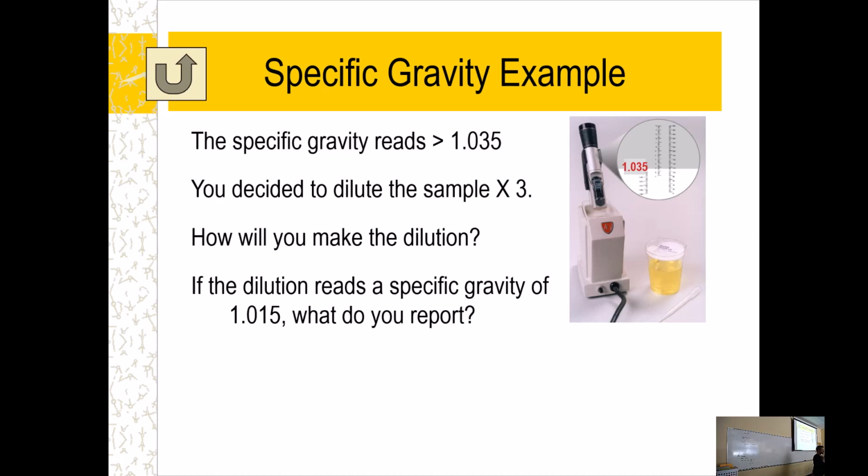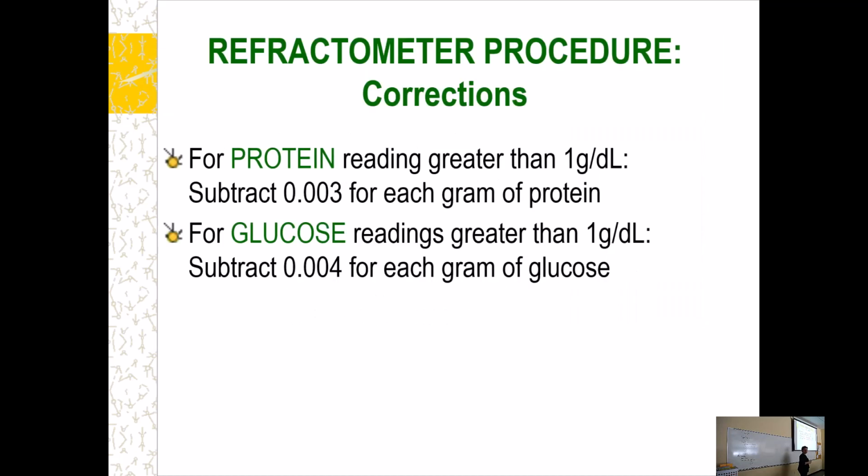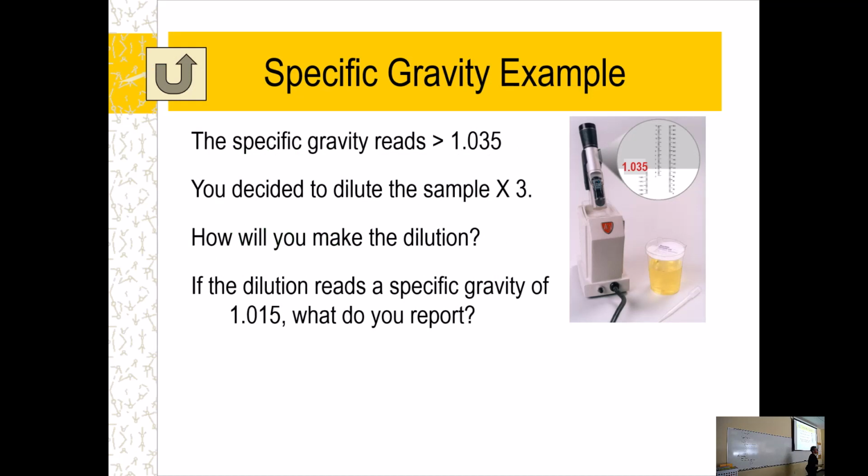2 mils of water, 1 ml of sample. Correct. 1 ml of sample, 2 mils of water. If that dilution reads a specific gravity of 1.015, what are you going to report? That times 3. 1.045. Good. So you're actually multiplying the decimal after the decimal point by the factor, not just these 3. Correct.